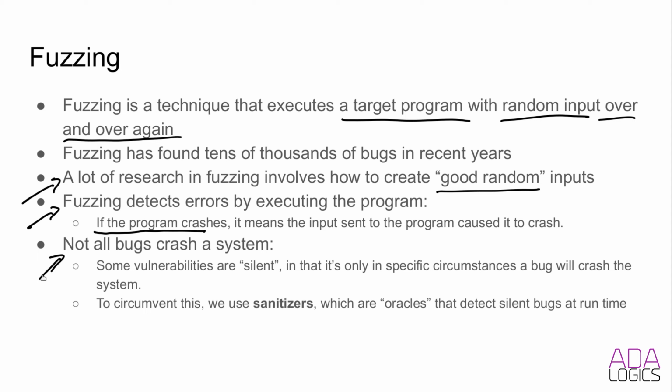So not all bugs actually crash a given system, and some vulnerabilities are silent. What this means is that it's only in specific circumstances that a bug will actually crash the system. And to circumvent this, to detect these bugs, we use what are called sanitizers. And sanitizers are a kind of bug oracle that can detect silent bugs during runtime.